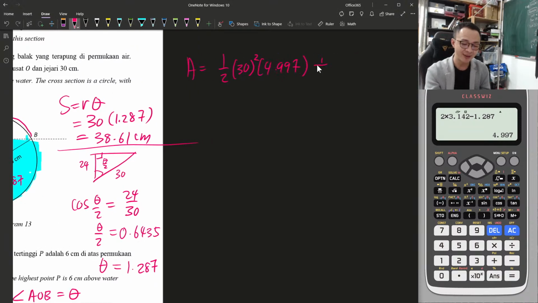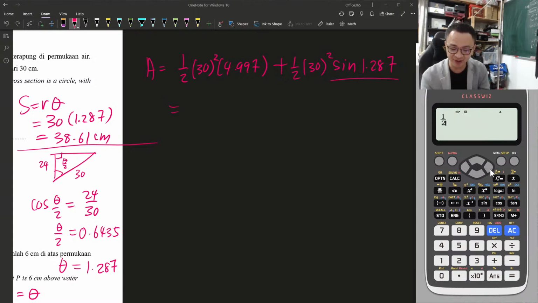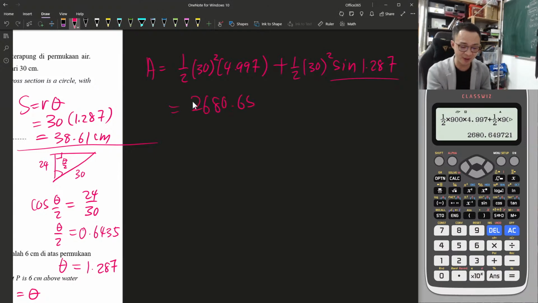Okay, plus a triangle, which is half AB sine C. Half, my A is 30, my B is 30, sine C, where C is 1.287. Make sure you calculate it in radian because you have sine radian to do this. So I can just type everything, then I get the answer. This one is 900, times 4.997, plus 1 over 2, this is 900 as well, times sine 1.287. So the total area will be this amount, centimeter squared.